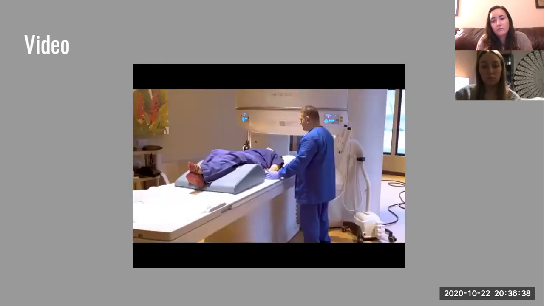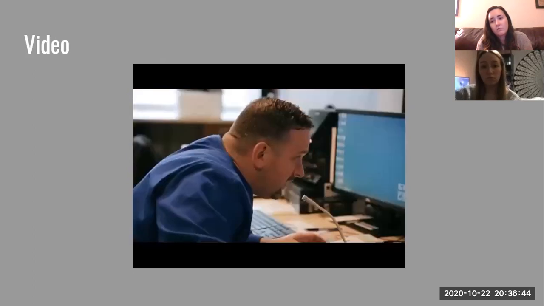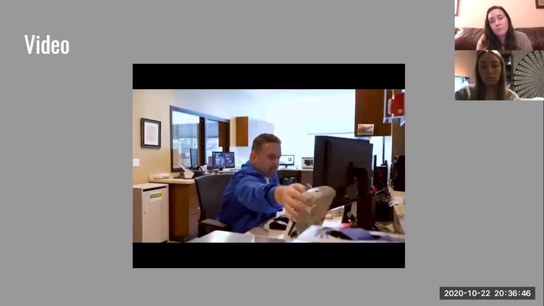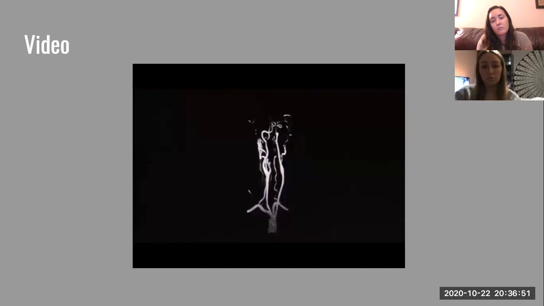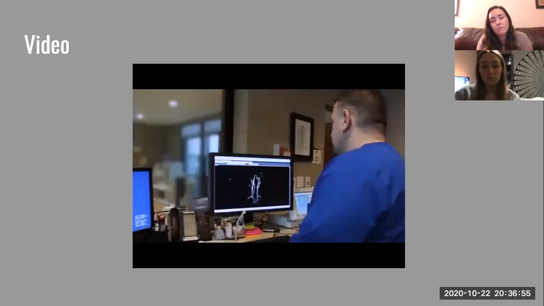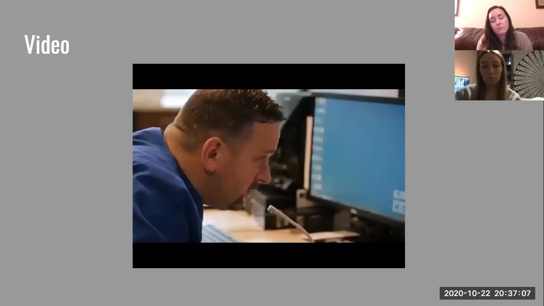Hold very still. Before we give the contrast, we take a series of pictures. I'm about to give you the contrast. And then we give the contrast and we see where the blood is flowing, because that's where the contrast goes into the vessels. And that makes usually cancer or sometimes an infection much more obvious and apparent. When your radiologist compares the before and after pictures, anything abnormal really pops out because of the contrast. This may feel a little bit cool in your arm.